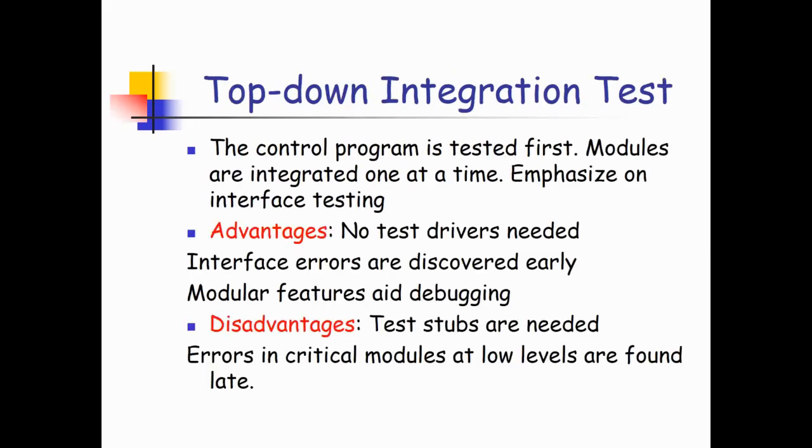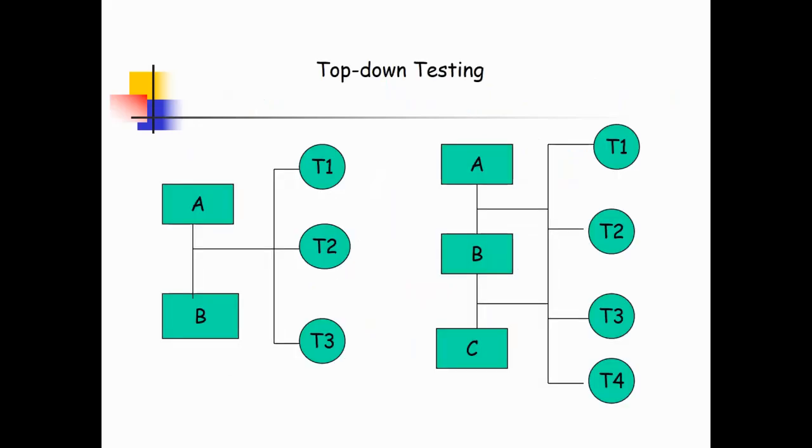Top-down integration test: the control program is tested first. Modules are integrated one at a time. Emphasis is on interface testing. Advantage: no test drivers are needed, interface errors are discovered early, and modular features aid debugging. Disadvantage: test stubs are needed. Errors in the critical modules at low levels are found late.